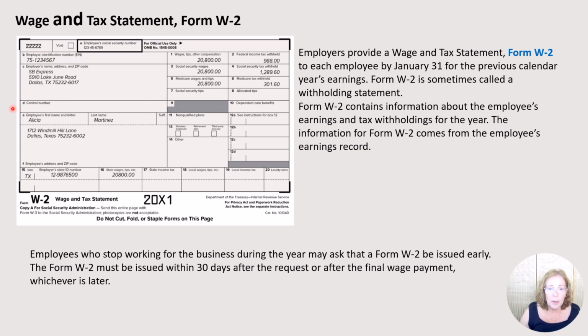Boxes E and F are the employee's name and address. And now that we've completed the demographic information, we'll continue on the top right with boxes 1, 3, and 5 for federal, Social Security, and Medicare taxable wages. The employer then fills in the amount withheld from the employee's paycheck for federal income tax, Social Security, and Medicare tax in boxes 2, 4, and 6. Tip information, if applicable, is filled in boxes 7 and 8.